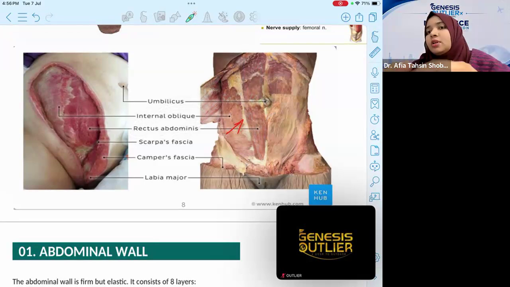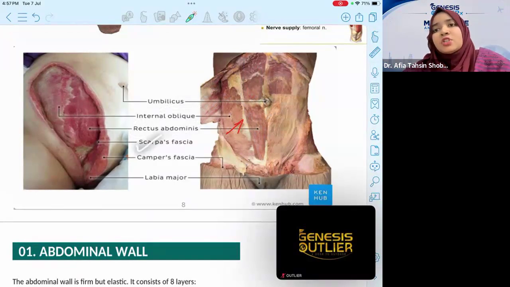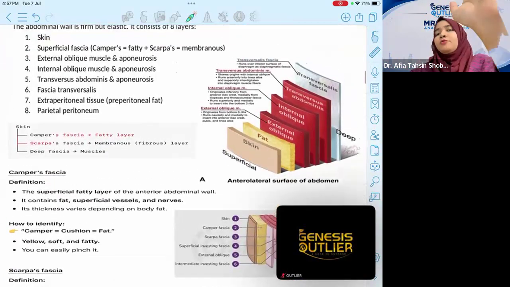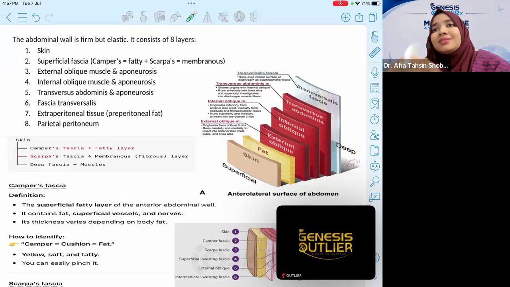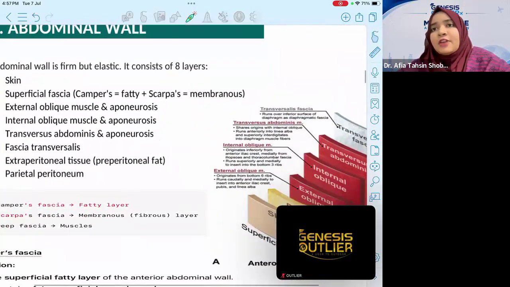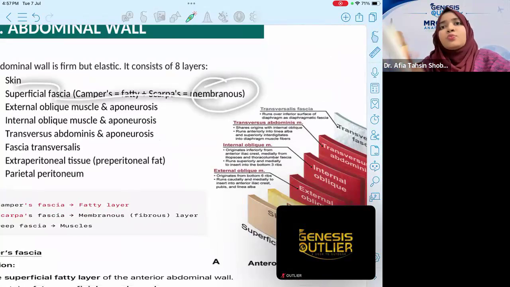Here is another concept I want to tell about: scarpa's fascia and camper's fascia. First of all, we should know what layers we have to pierce during an abdominal operation. First we pierce skin, then superficial fascia, and this superficial fascia is composed of camper's and scarpa's fascia. Camper's fascia comes first. It is the fatty layer, and scarpa's fascia is the membranous layer. Both compose the superficial fascia.